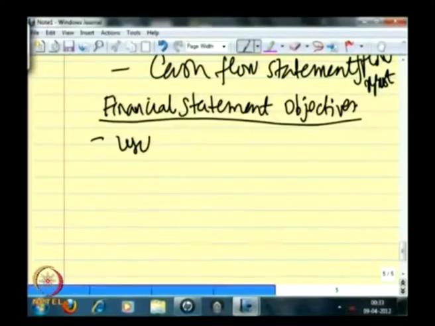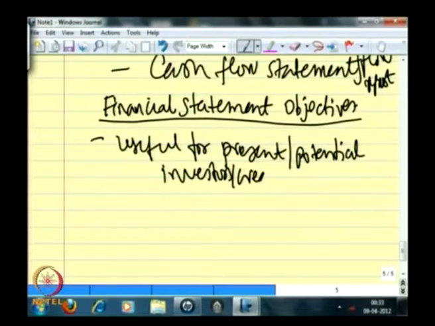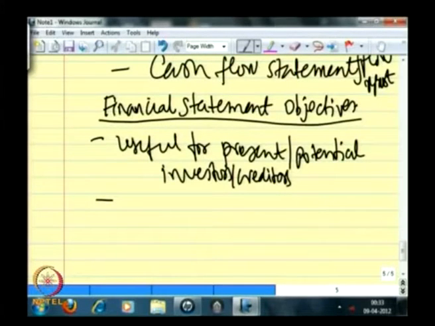So, it is useful for present as well as potential investors or creditors. Creditors meaning the banks that give you loans and all those. So, you need to create a financial statement because these people need to understand what this financial statement is, as a result of which they can take proper decisions.